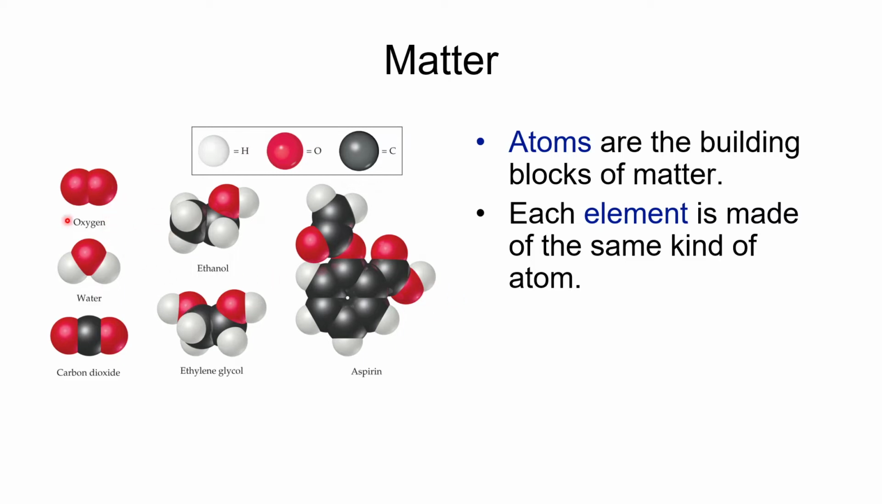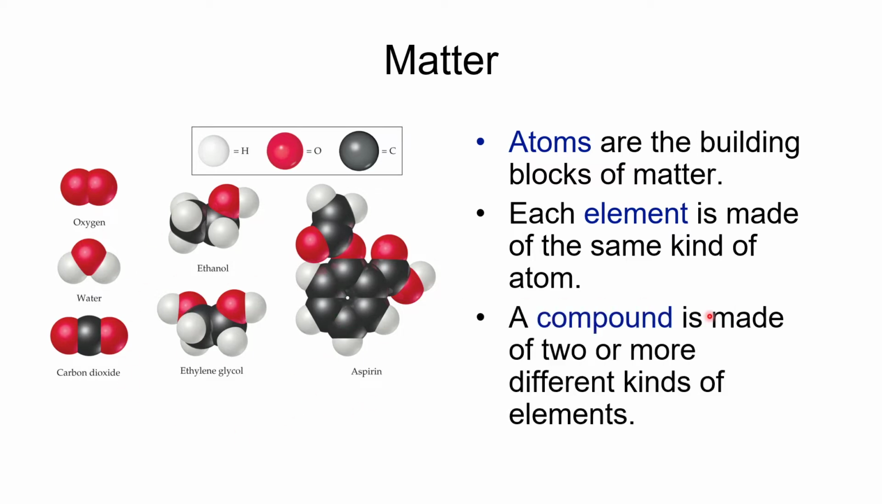All right, and you'll see up here that we've got several different substances. A compound is made up of more than one type of atom, more than one type of element. And you'll find that most of these things here are compounds with the exception of oxygen. The oxygen you breathe is O2.